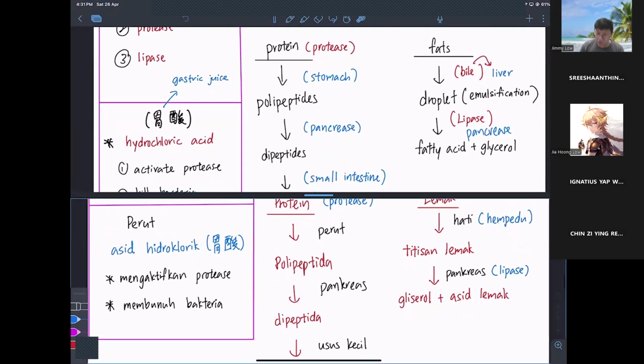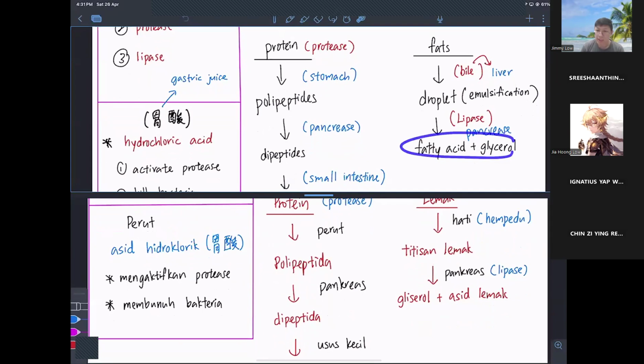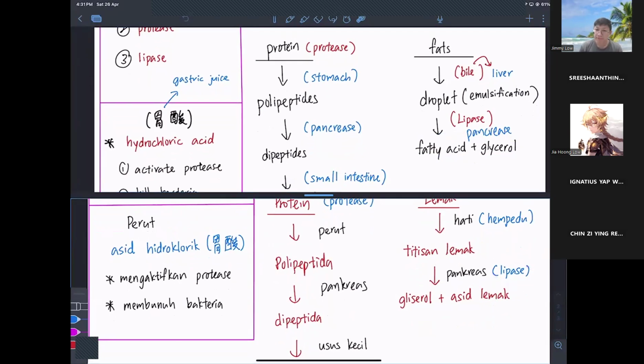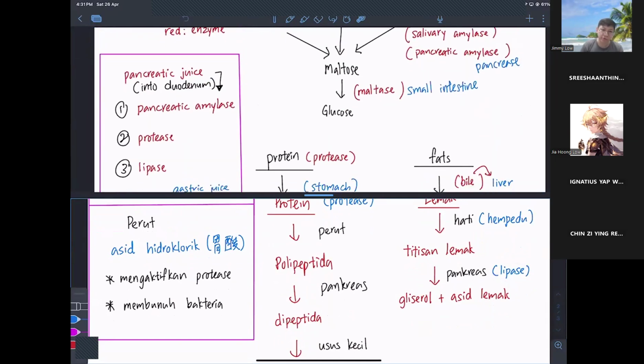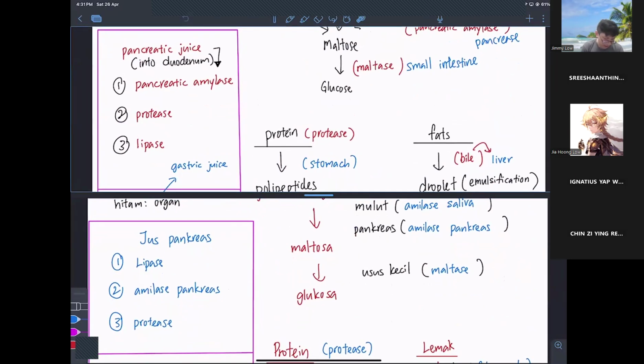Then the droplets will further get digested in your pancreas as well, and become glycerol and fatty acids. That enzyme is called lipase. So you can see the pancreas has pancreatic juice, which contains three things. One, pancreatic amylase. Two, protease. Three, lipase. This one is for your fats. Sorry.